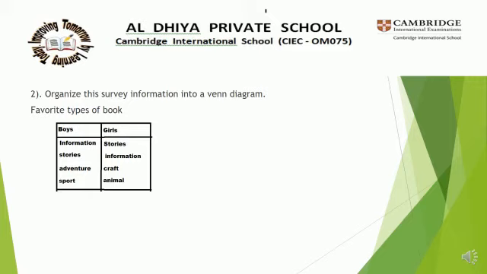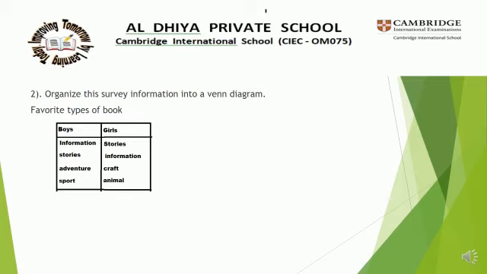Boys. What are all books boys like? What are all books girls like? Boys like information books, story books, adventure books, sports books. And the girls like stories, information, crafts and animal books. Okay students, this is the data they have given. Now we are going to draw Venn diagram and we are going to enter all the information in that.